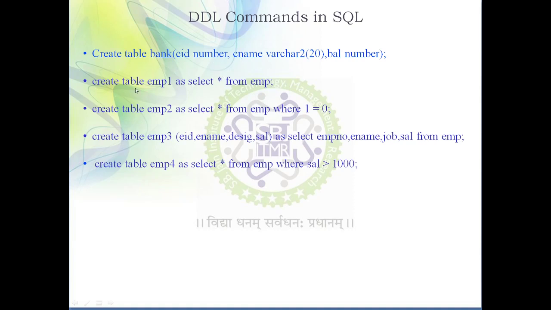The next one is create table emp1 as select star from emp. What is the use of this? Suppose somebody asks me to copy the content of table 1 to table 2. Just like in the case of a Word file, suppose I need to create a duplicate copy of a particular file. What I will do, I just copy it and paste it, and then I rename it. But in the case of a table, this thing is not there. You need to make use of a command, because the physical location of that particular table is hidden from the user. So there is a command to copy the content of one table to another table.